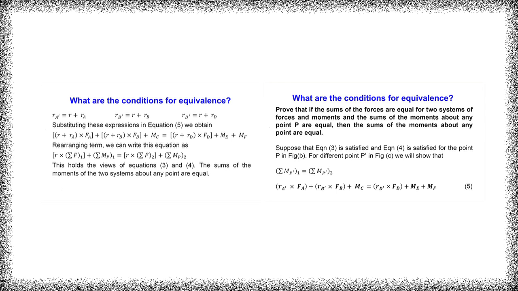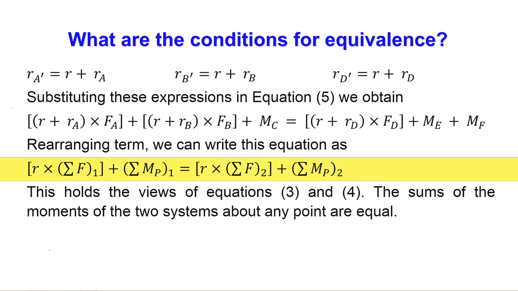So, then we get this expression. Then after some simplification, we get that R cross sigma F for system 1 plus sigma M_P of system 1 equals R cross sigma F for system 2 plus sigma M_P of system 2. In this expression we can see that sigma F 1 and sigma F 2 for point P is already proved, it is already there.